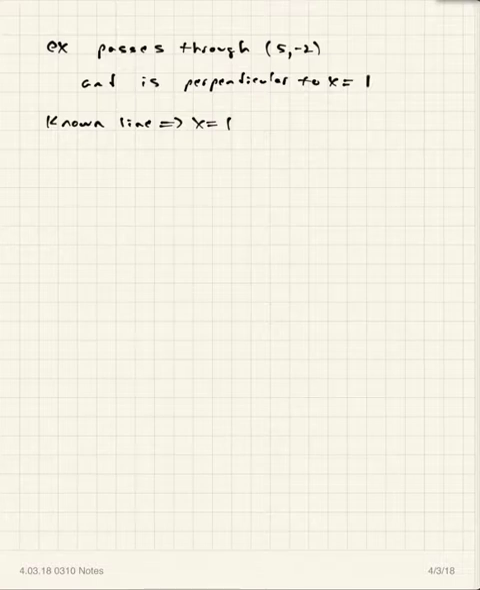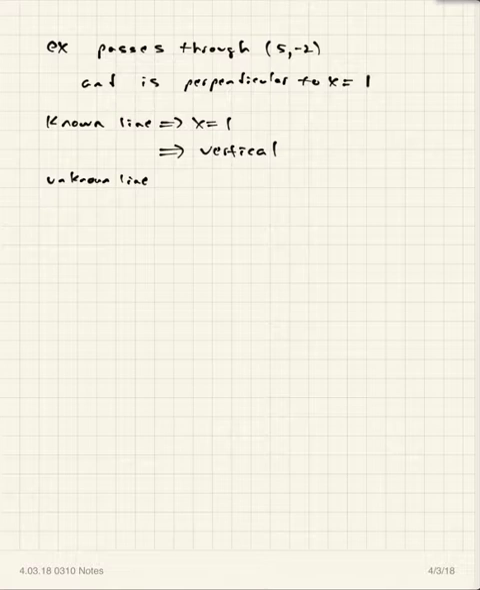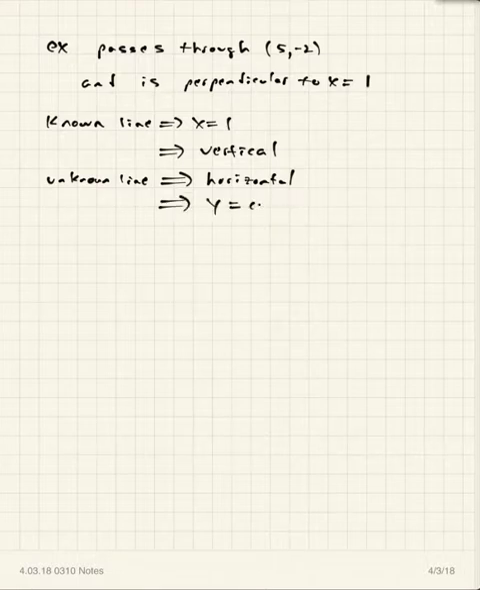And what do I know about the known line? I know that line must be vertical, because all equations in the form x equals a constant have graphs that are vertical lines. And so the unknown line is perpendicular to that, so the unknown line has to be horizontal. Horizontal and vertical lines are perpendicular to each other. And so the unknown line has to have an equation in the form y equals a constant, because it's a horizontal line.